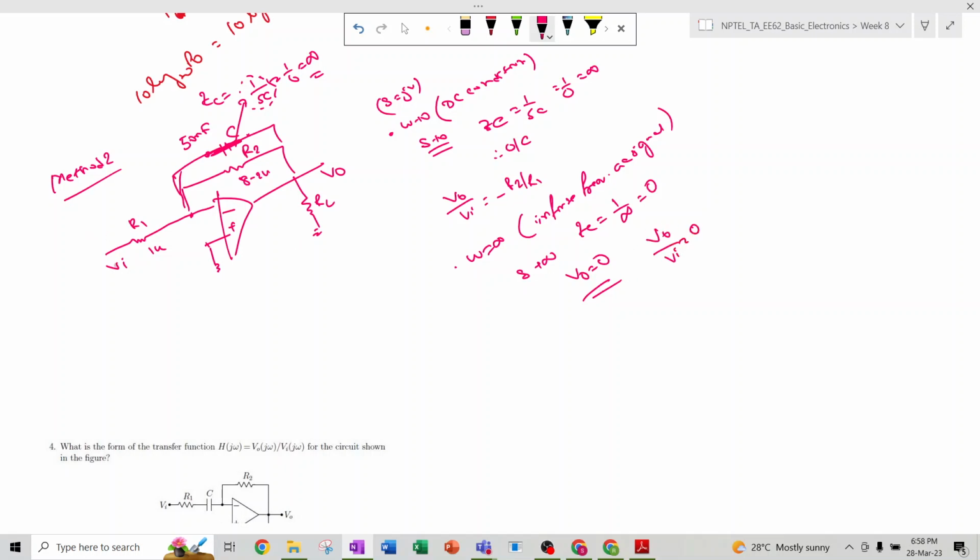Irrespective of the input, the output will be equal to 0. So at omega equal to 0 we have some gain, but at omega equal to infinity we have no gain. That means it will act as a low pass filter. This is how we can do the intuitive analysis. You can apply this method in any question, and you can easily say whether it will be a low pass filter or a high pass filter.